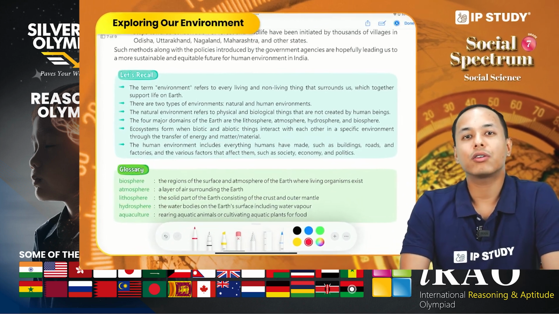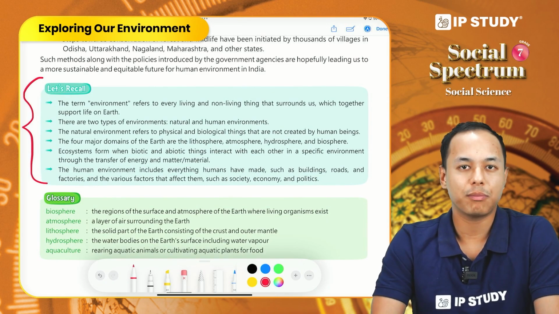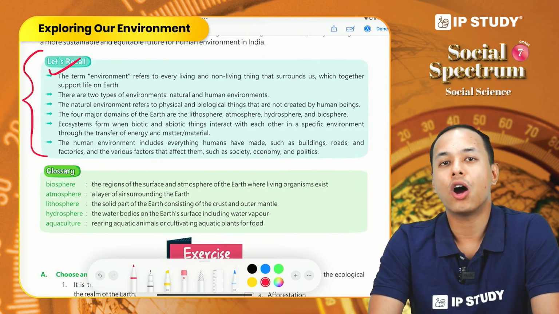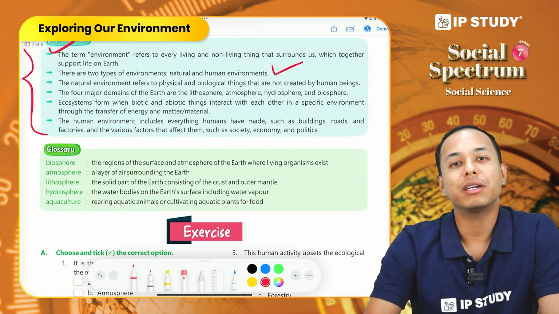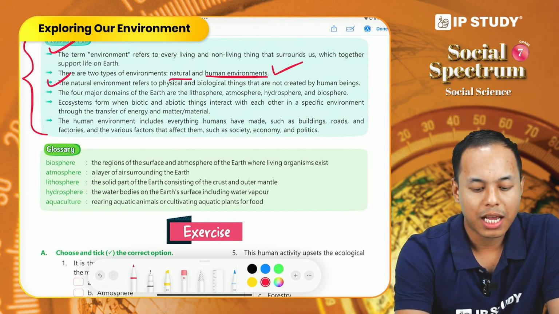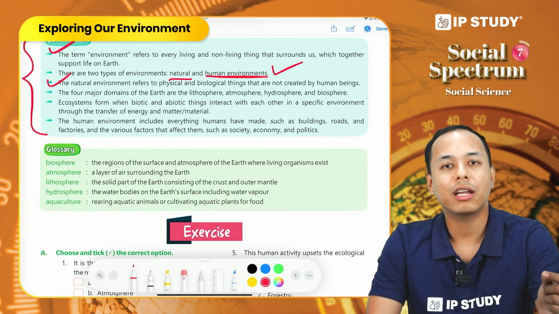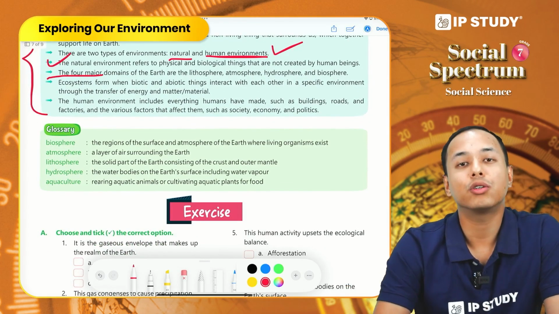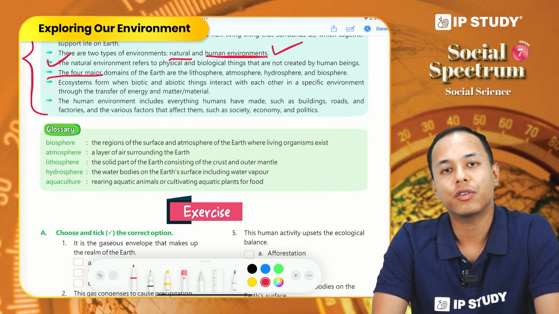So with this, we have come to the end of the chapter, and now let us summarize the important points that we have studied in this chapter. Firstly, the term environment has been derived from the French word environnement, which means the things that are in our surrounding. Environment can be classified into two types, natural and human environment, right? The natural environment refers to physical and biological elements, or the environment which is created without the interference of humans. Okay, the four major domains of the earth or the realms of the environment are lithosphere, hydrosphere, atmosphere and lastly biosphere.